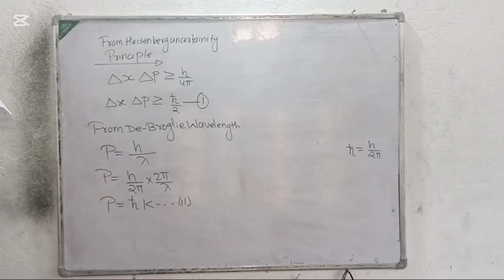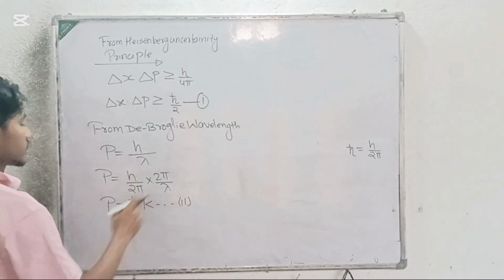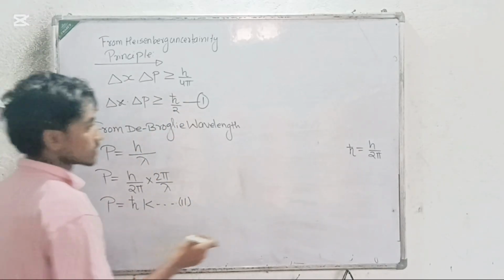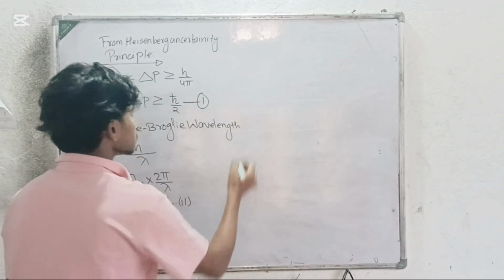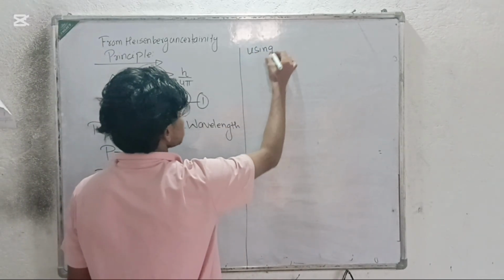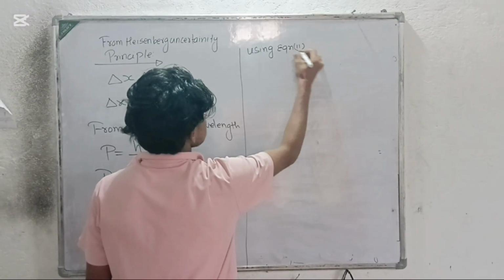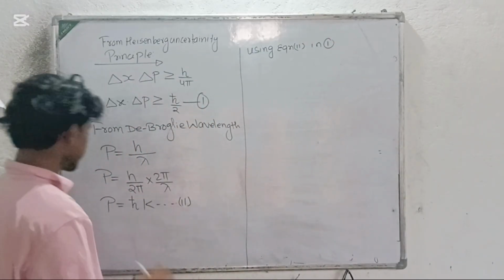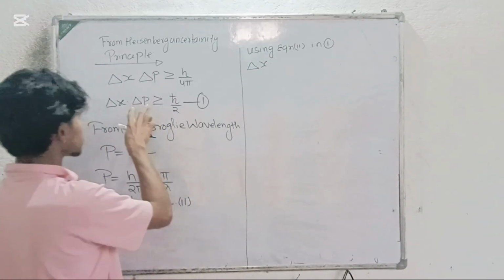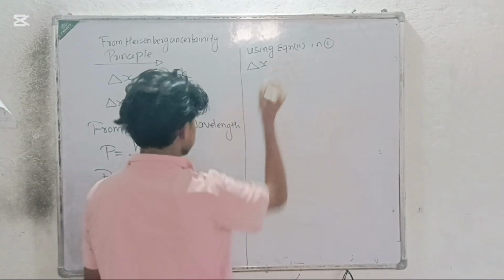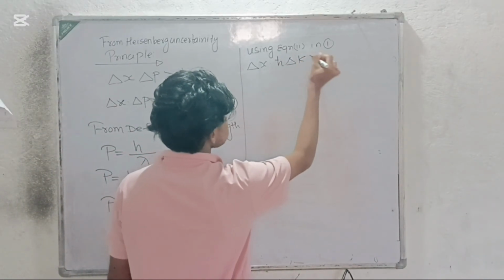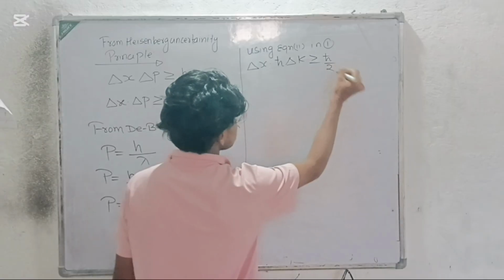So in terms of momentum uncertainty, we can write equation number 1 in terms of the wave number uncertainty. How am I going to write it? I am basically using equation 2 in 1. When we put equation 2 in 1, we get delta x times h-bar delta k is greater than or equal to h-bar over 2.